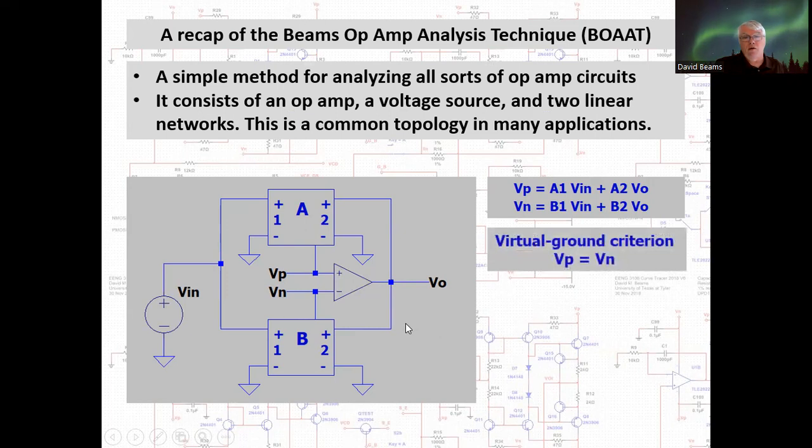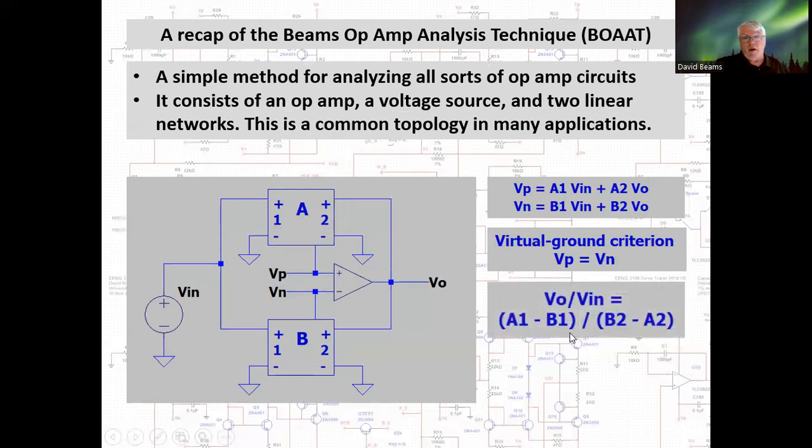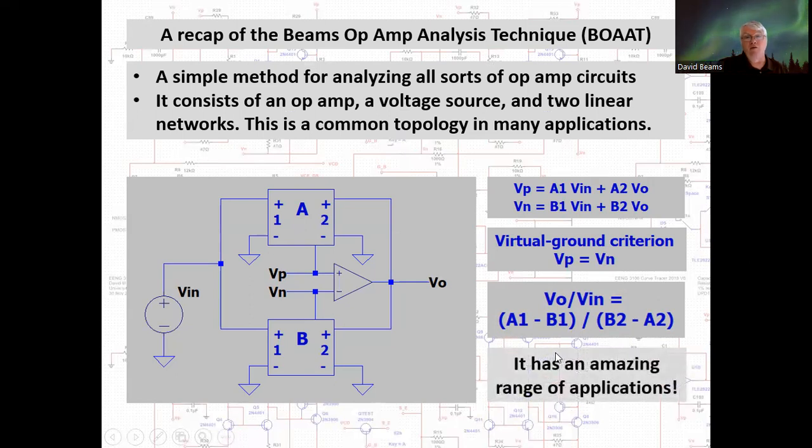And we invoke the virtual ground criterion that the voltage V sub P at the non-inverting input and the voltage V sub N at the inverting input will be equal to each other. And from that, we derive the final BOAAT expression: V out over V in is A1 minus B1 over B2 minus A2. And it has an amazing range of applications.